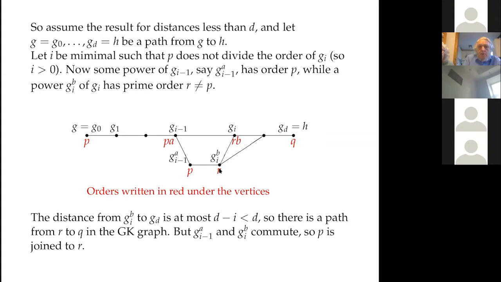These two commute because they're powers of commuting elements up here. So P and R are joined in the Gruenberg-Kegel graph, and R is closer to Q than P, so by induction R and Q are joined by a path, and that does it. So that's the proof one way round.